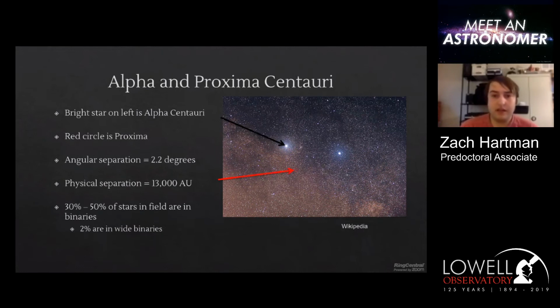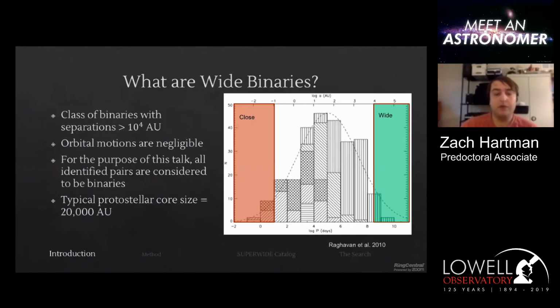In the field, about 30 to 50% of stars are binaries, and these are any type of binary, close or wide. But specifically for the wide, about 2% are wide binaries. And what do I mean by wide binary? These are binaries that have separations greater than 10,000 AU.